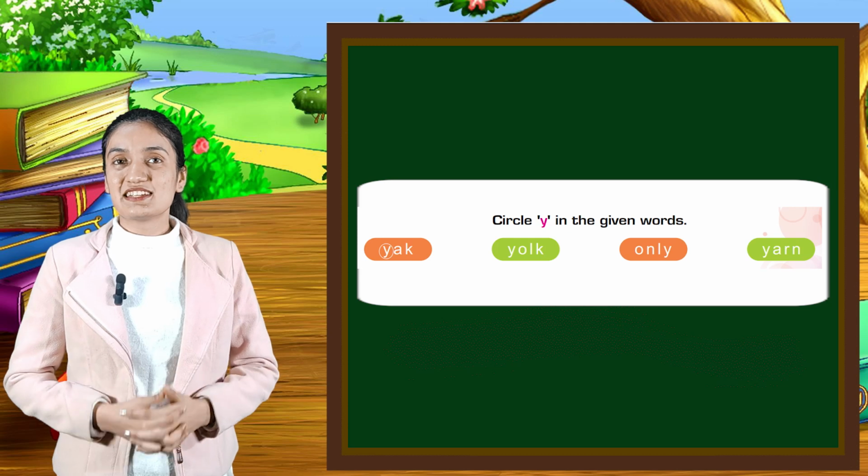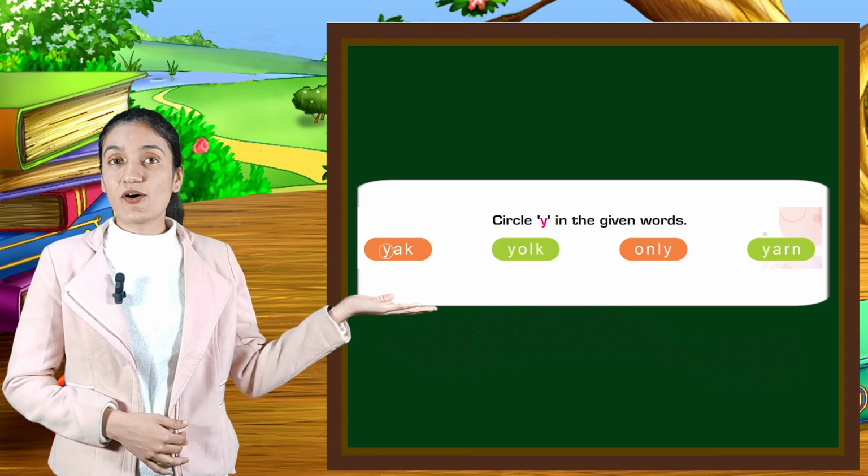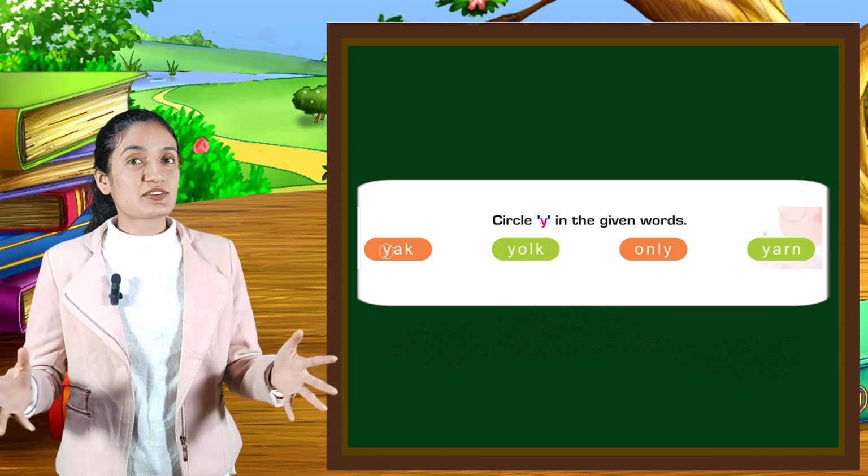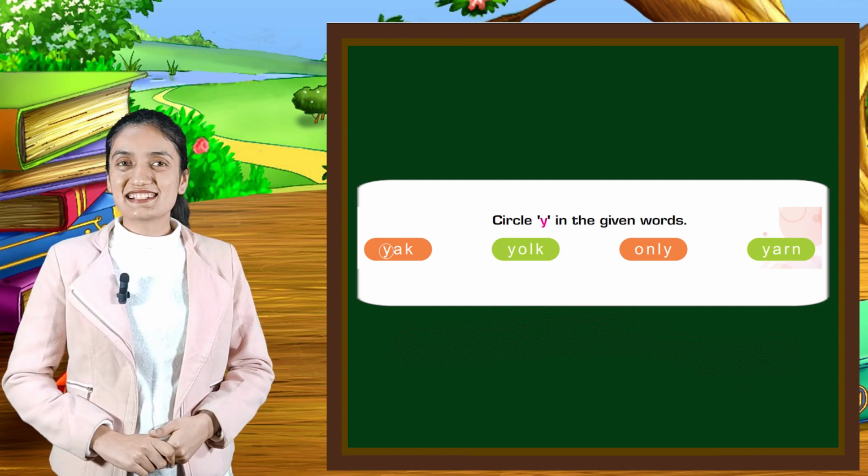Circle Y in the given words. Yak, york, only, yarn. So kids, find Y and circle it.